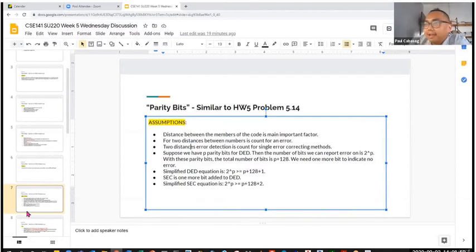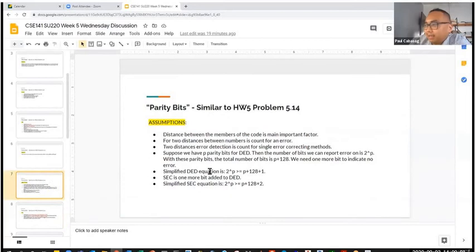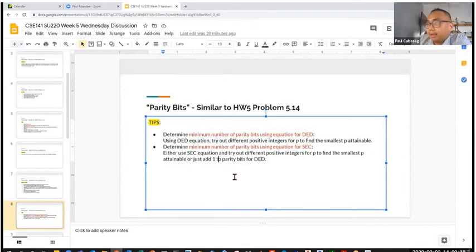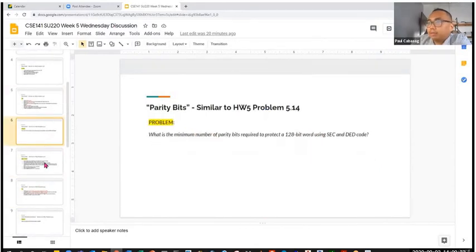Okay, so that's really what it is, just applying that equation. In terms of tips, you would just apply that equation, or try out different positive integers, or take the direct way of finding the smallest P. For the SEC, it's the same thing. So those are just 2 things. Just remember what it is asking and which equation to apply. So those are the simple ones.